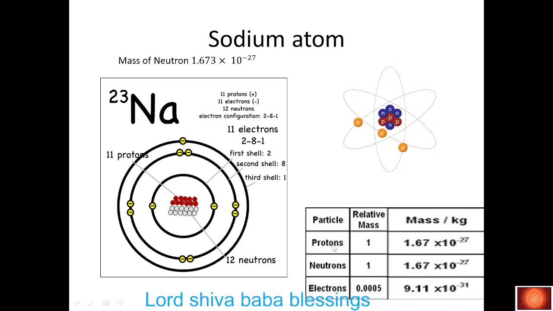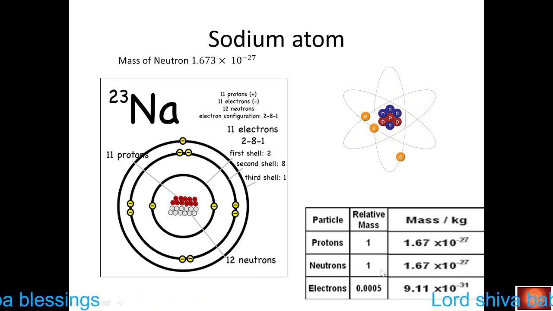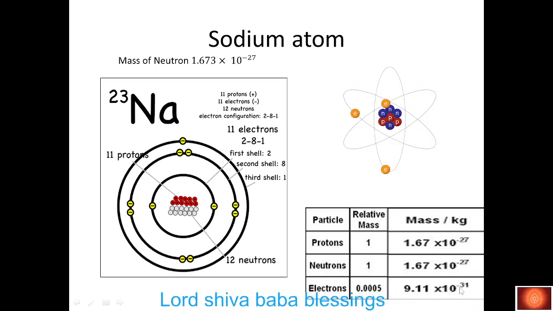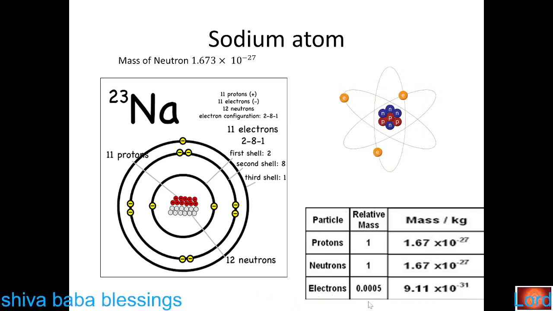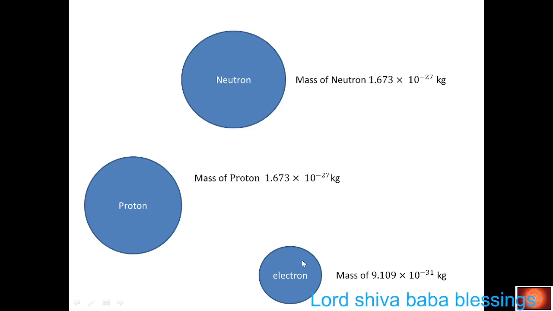If we consider the mass of each, the mass of a proton is 1.67 into 10 to the power minus 27 kg. The mass of a neutron is the same as that of a proton, that is 1.67 into 10 to the power minus 27 kg, and the mass of an electron is 9.11 into 10 to the power minus 31 kg. You need to remember these masses, which is very important. As I said, this is the mass of neutron, proton and electron.